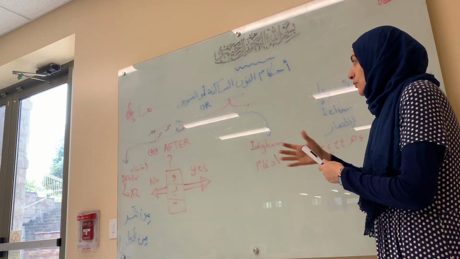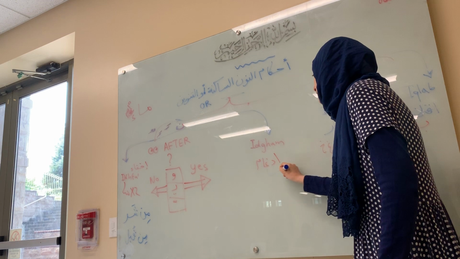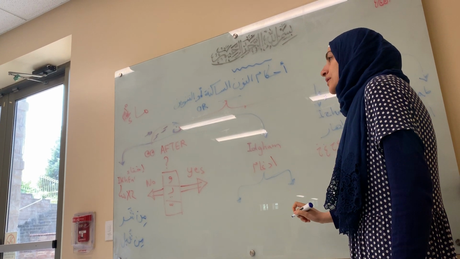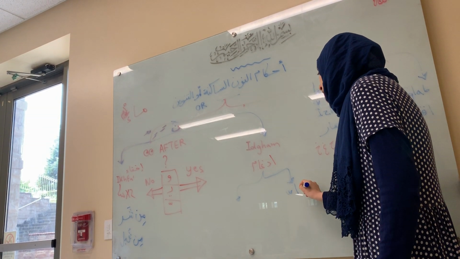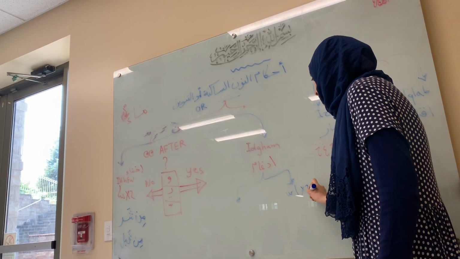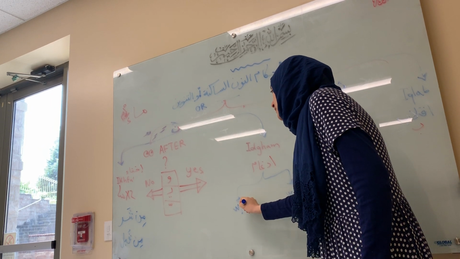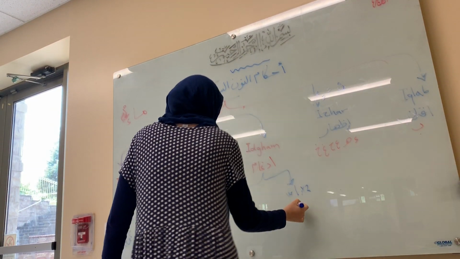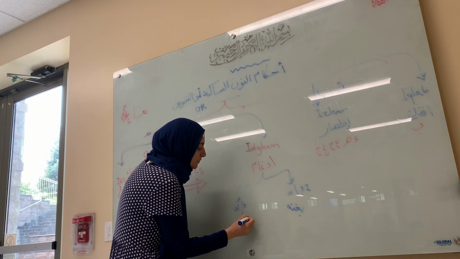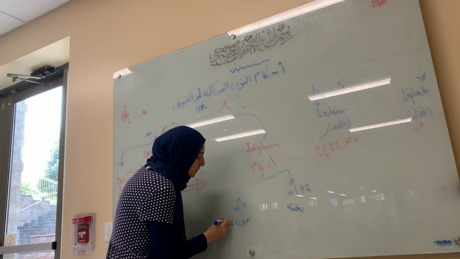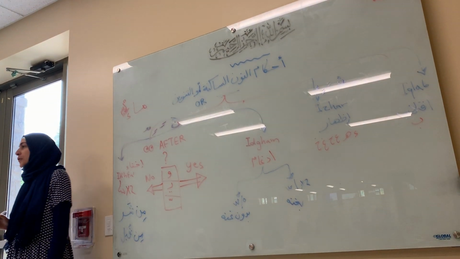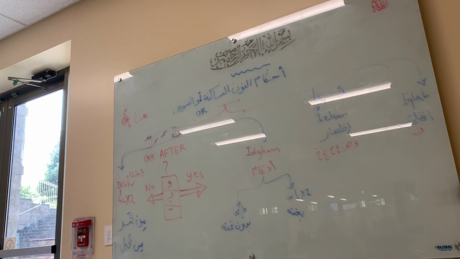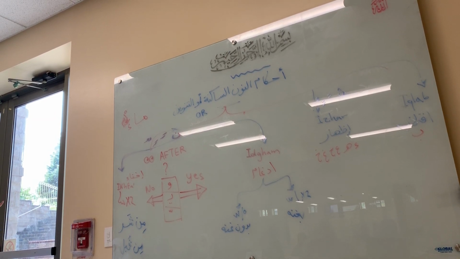Okay? Why is the idgham special? Because it has two subtypes. Two subtypes of idgham. There is idgham with ghunna, idgham bi ghunna, and there's idgham without ghunna, idgham bidun ghunna. Okay? We know the ghunna from before. Ghunna we're gonna hold. Ghunna is longer than anything else. So idgham, we have two subtypes: idgham bi ghunna and idgham bidun ghunna.